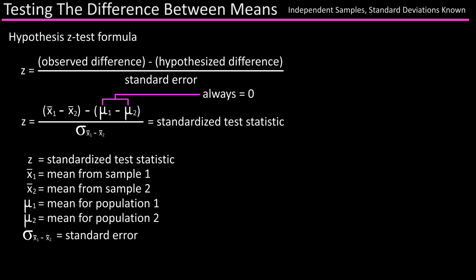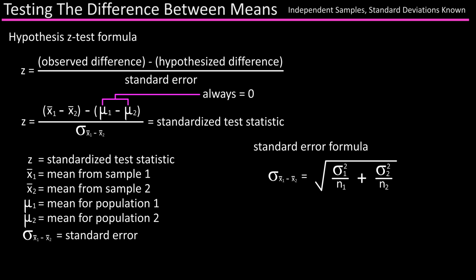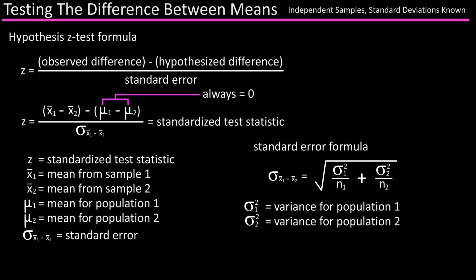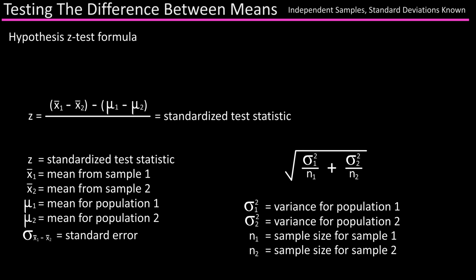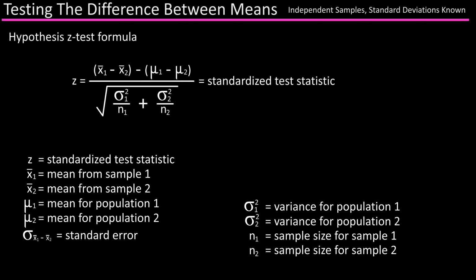Sigma x bar 1 minus x bar 2 is the standard error. And the formula for the standard error is the square root of sigma 1 squared divided by n1 plus sigma 2 squared divided by n2, where sigma 1 squared is the variance, or the standard deviation squared for population 1. Sigma 2 squared is the variance, or the standard deviation squared for population 2, and n1 and n2 are the sample sizes for sample 1 and sample 2. So the formula completely written out looks like this.